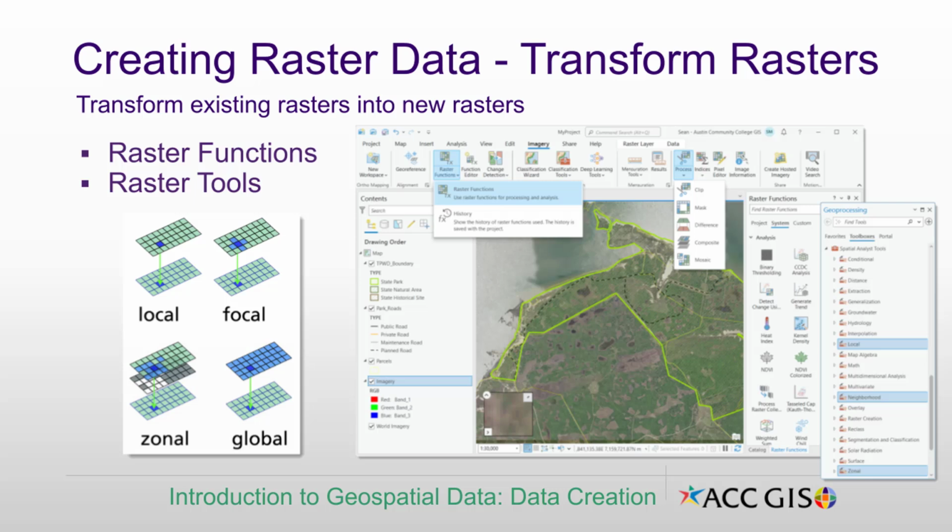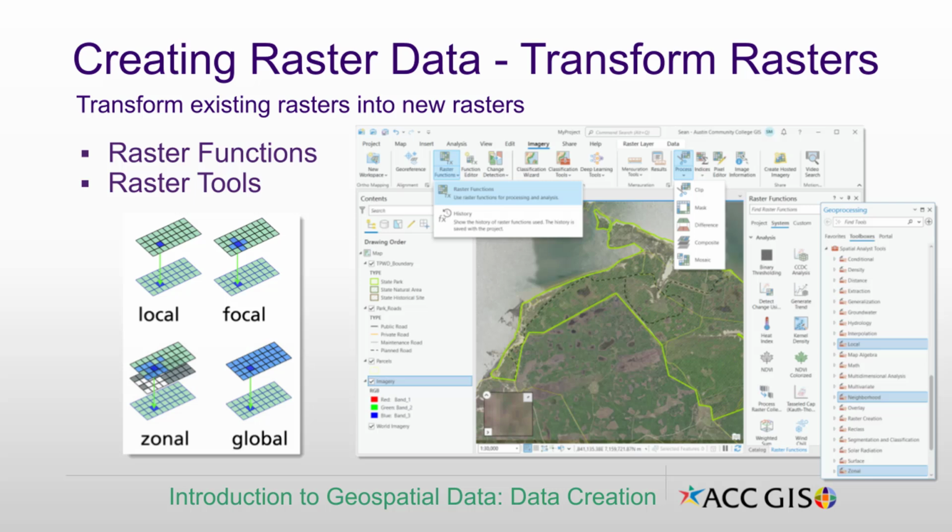Another way to create rasters is to transform them into a new raster. And we can do that by utilizing raster functions or raster geoprocessing tools. Raster functions are accessed on the imagery ribbon. There you can see there's a raster functions button. And if you click on that drop down and click raster functions, it opens the raster functions pane.